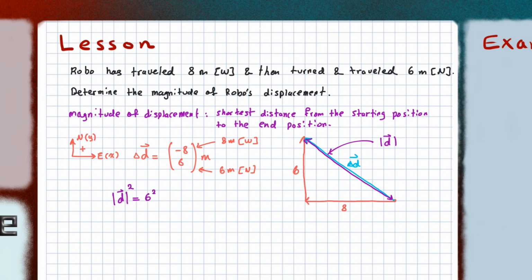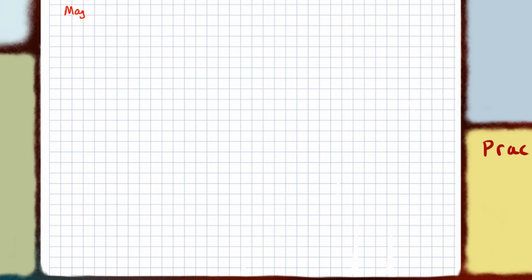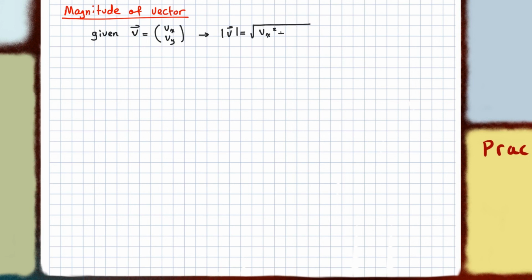So distance squared is equal to 6 squared plus 8 squared, and we take the square root of that and we get distance is equal to 10 meters. Distance has to be positive, so we keep the positive value. In general, whenever we want to find the magnitude of a vector v, which has x component vx and y component vy, we take the square root of vx squared plus vy squared. That's because the magnitude is the hypotenuse of the triangle formed from the two components, and therefore we use the Pythagorean theorem.